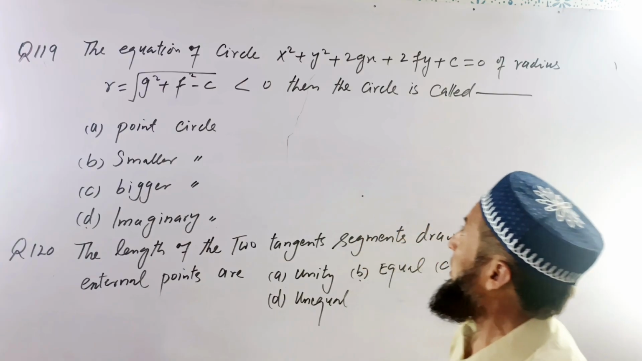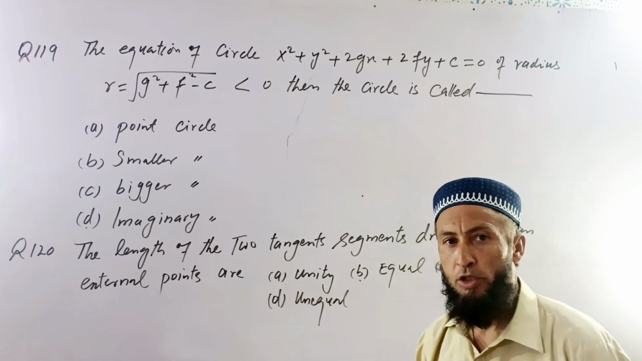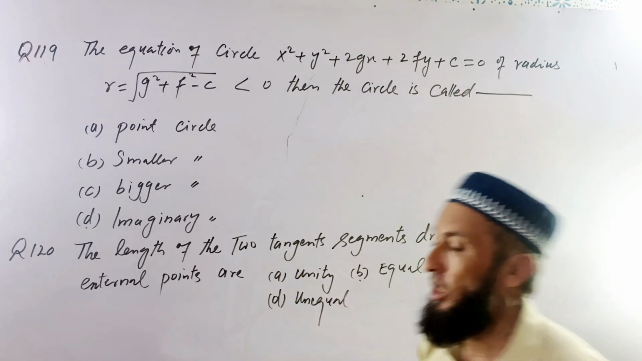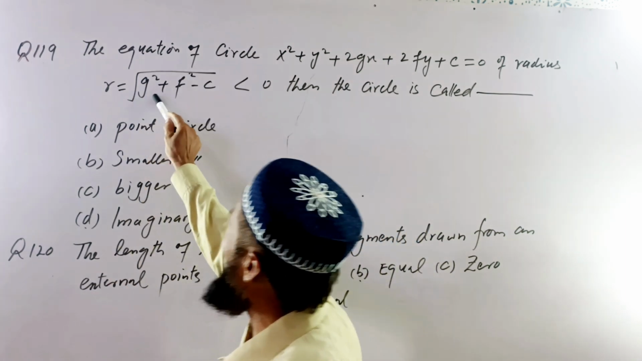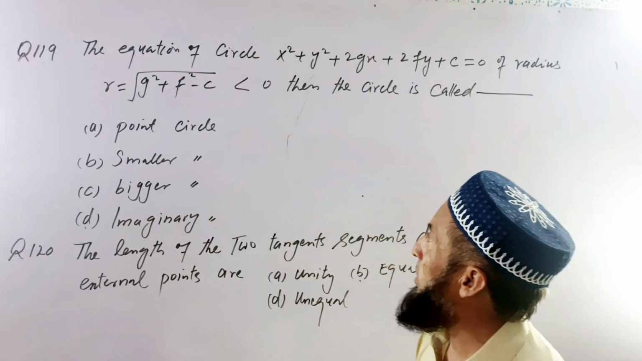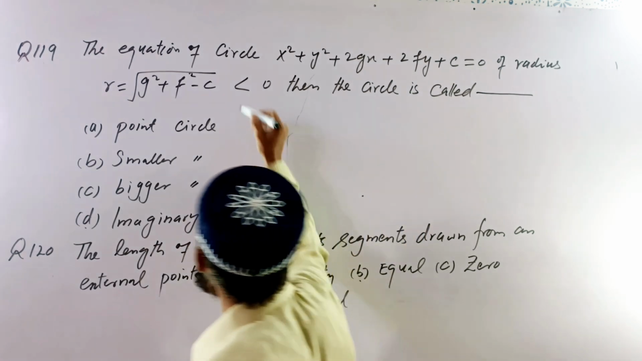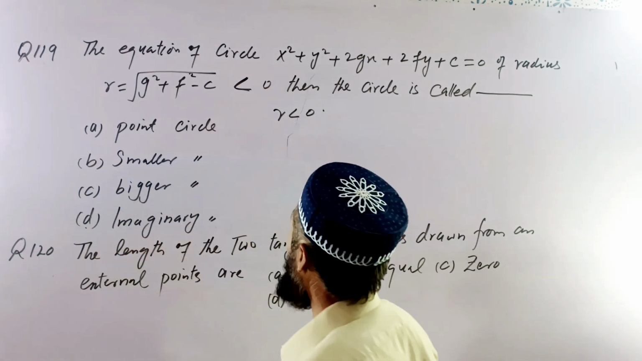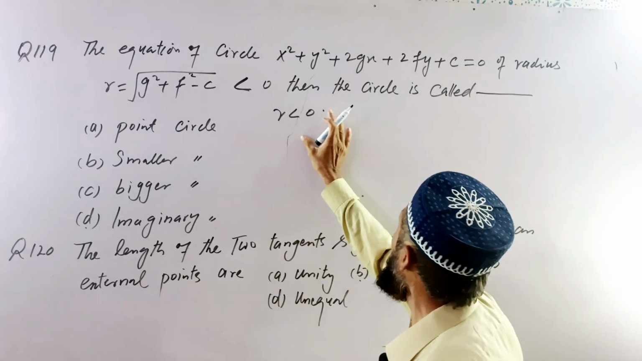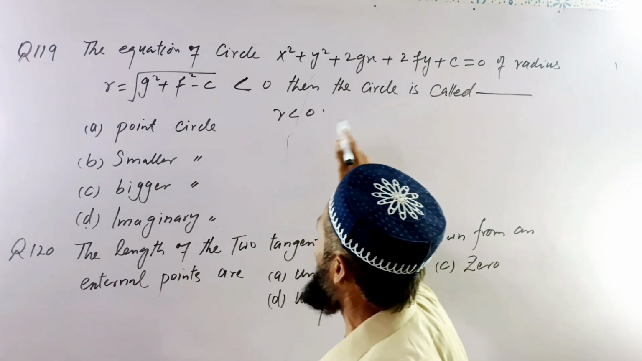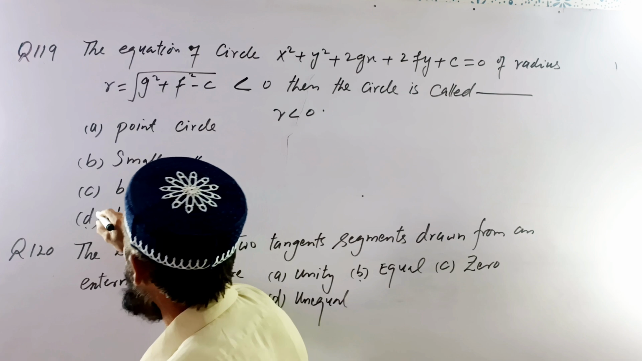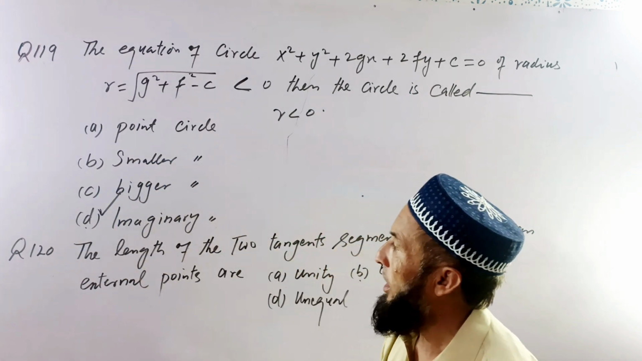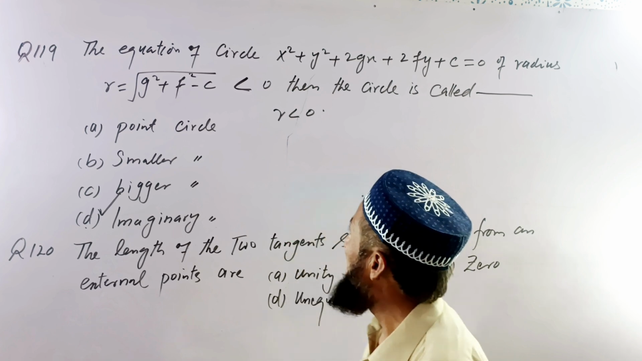For the circle x square plus y square plus 2gx plus 2fy plus c is equal to 0, the radius is given by r is equal to the square root of g square plus f square minus c. If the value under the root is less than zero, then the circle is called imaginary. So this will be imaginary. Option D is the correct option.